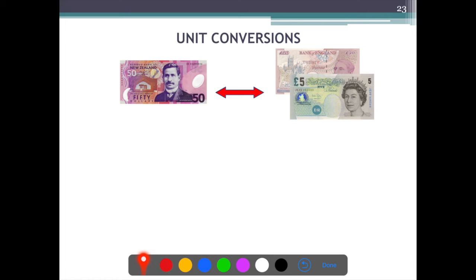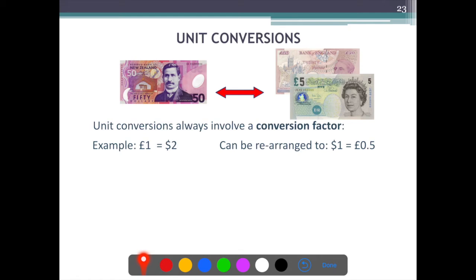And I think unit conversion is also, for example, when you want to convert money. How many British pounds are there in a certain amount of New Zealand dollars? Then you need to convert between New Zealand dollars and pounds to know how many pounds there are. So in unit conversion, one important thing to remember is that unit conversions involve a conversion factor. The conversion factor relates the two units that are involved.